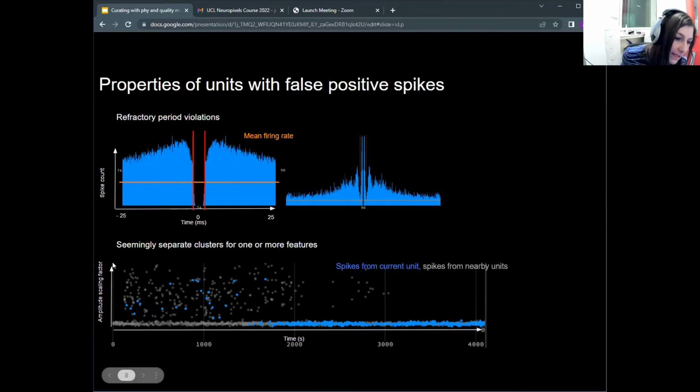So here what we've plotted is the amplitude scaling factor. This is sort of a proxy for each spike's amplitude as a function of time, with each dot here being a spike.